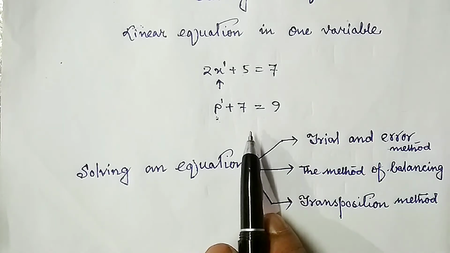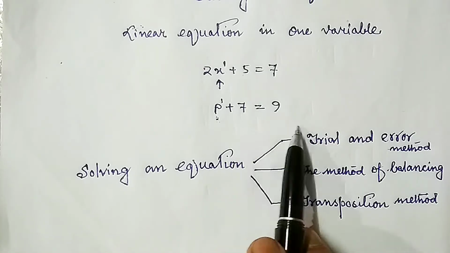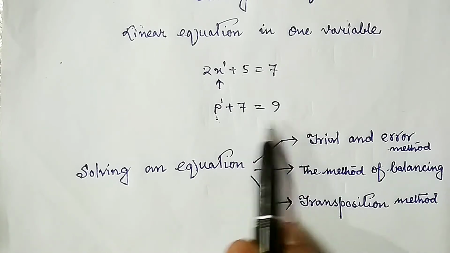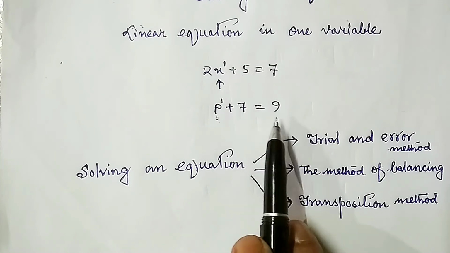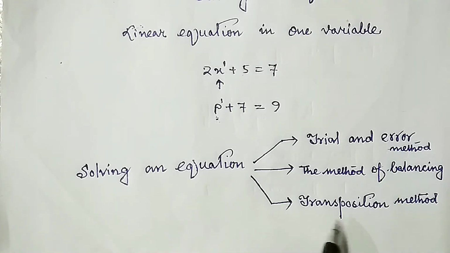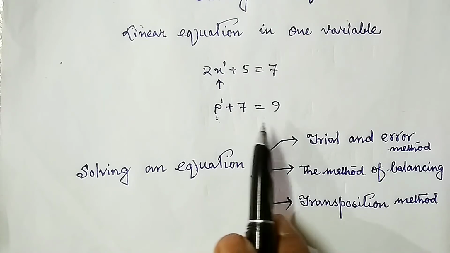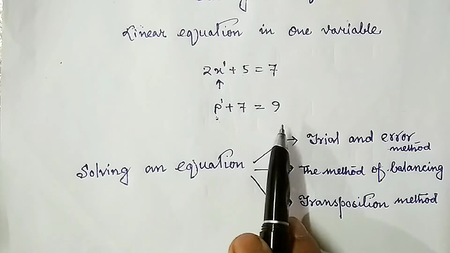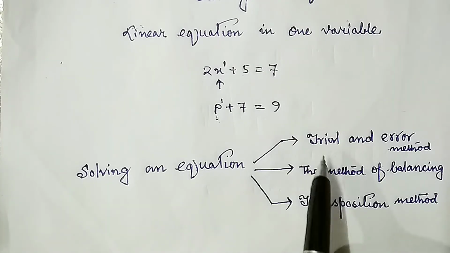This type of equation can also be solved by the method of balancing. In this method, the same number is added to both sides of the equation or the same number is subtracted from both sides. And if needed, we can multiply both sides by the same number or divide. The third process is called the transposition method. Here, we move the term from one side to the other side. In this method, we transpose a term instead of adding or subtracting it from both sides of the equation. Now, one by one, I will explain all the methods.